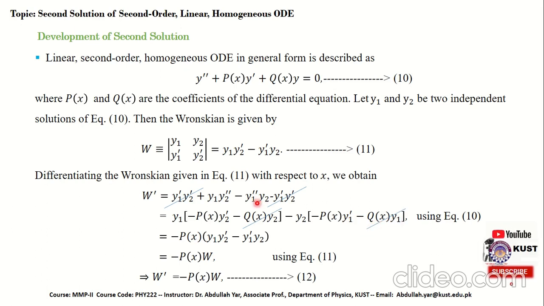Now, this term and this term will be cancelled out, leading to minus p of x into y1 y2 prime minus y1 prime y2. Now, the expression in the parentheses is the same as the right hand side of equation number 11.